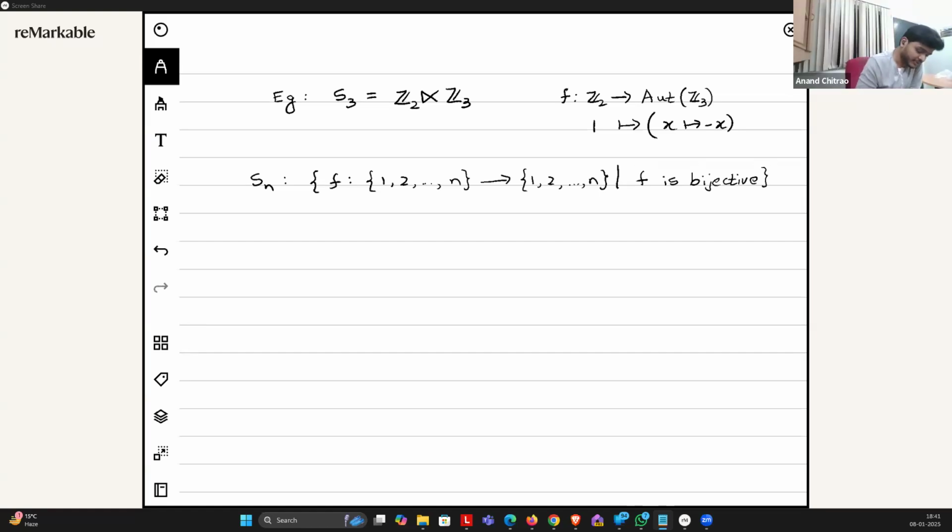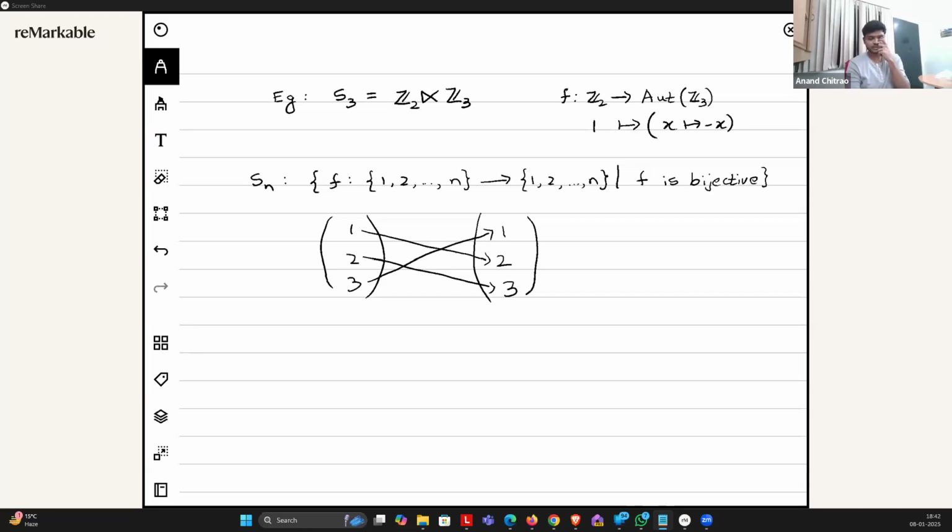Now, any such map can be represented by what is called its cycle decomposition. Everybody knows what a cycle decomposition is? Suppose I give you this map on 1, 2, 3, where 1 maps to 2, 2 maps to 3, and 3 maps to 1. Then what is its cycle decomposition? It's (1 2 3).